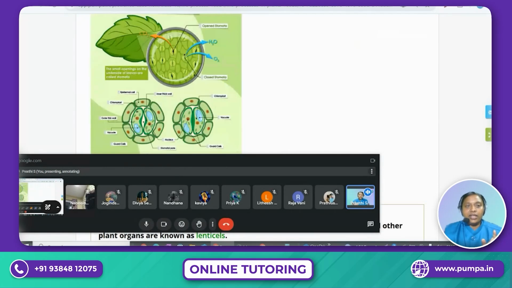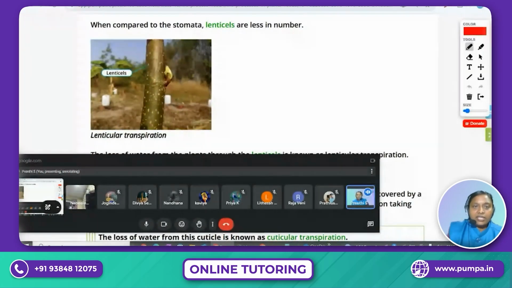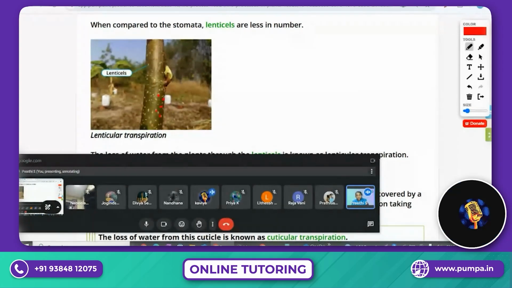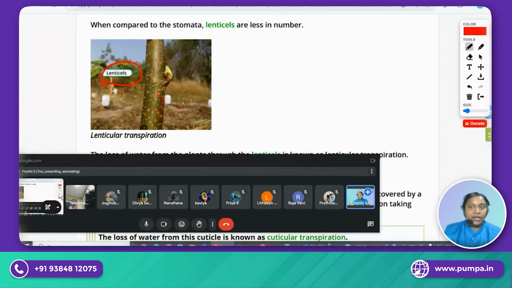Next is lenticular transpiration. In woody plants, have you ever seen this type of structure, children? They are called lenticels. A very minimal amount of water is also transpired through the lenticels. It is called lenticular transpiration.